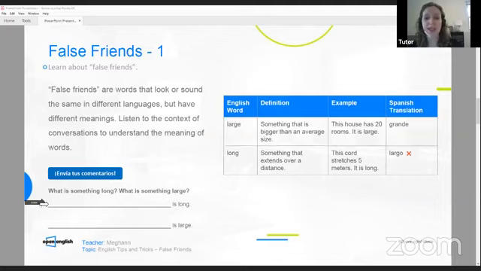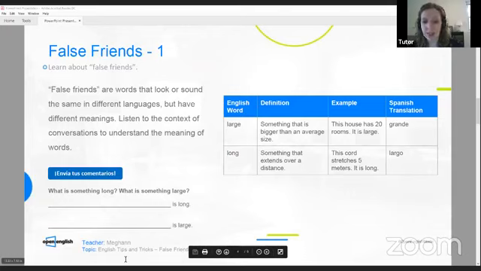What is something long? Do you know any words in English for something long? And what is something large, grande? What do you think? Envía tus comentarios. I will watch for your comments. What is something long and what is something large?